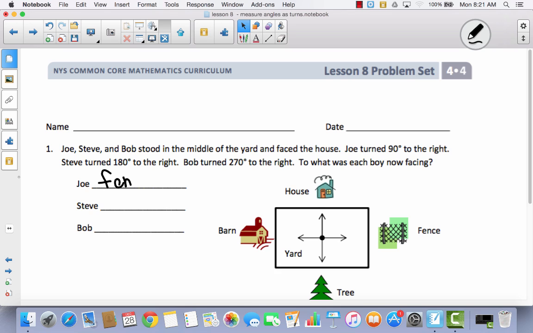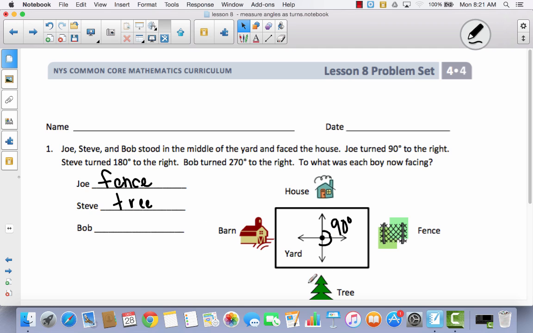All right, see if you can figure out what Steve would be facing if he, again, is facing the house and he makes a 180-degree turn to the right. Okay, so this is a 90-degree turn. You can tell because it's a right angle. So he faces the fence. That means a 90-degree turn. But he goes 180 degrees. So he has to go another 90 degrees. So now Steve is facing the tree.